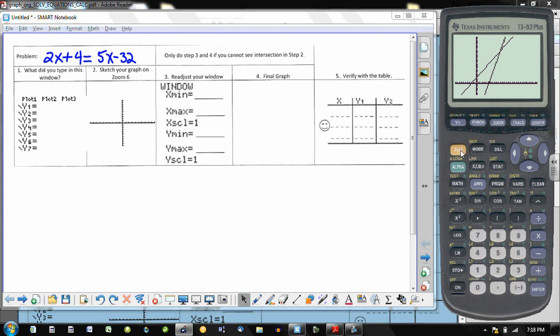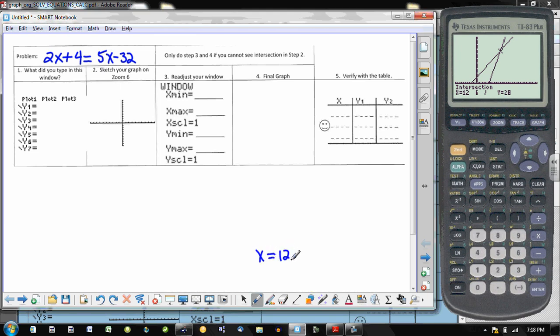So we're going to go with second, trace, and then we're going to choose number 5 for intersection. We're going to use the arrow keys to get the cursor blinking near the intersection and just hit enter 3 times. And as we see here, the answer is x equals 12. So I'm just going to write that over here just for a second.